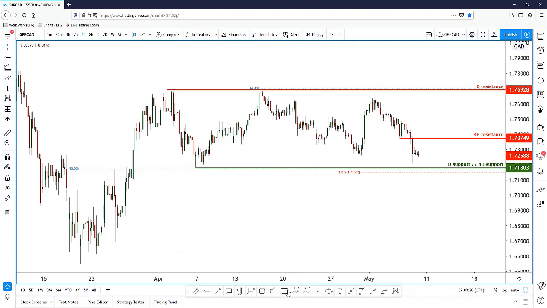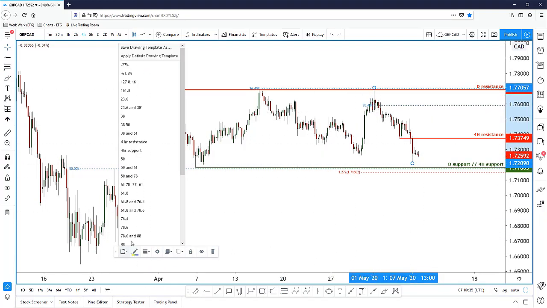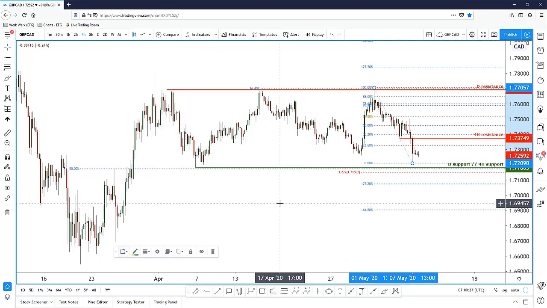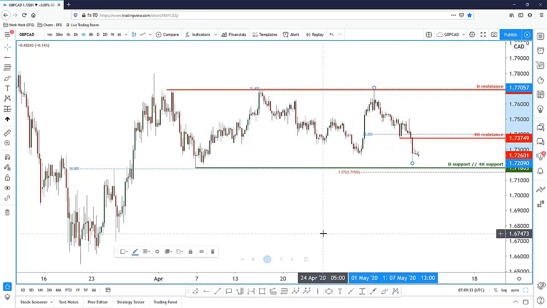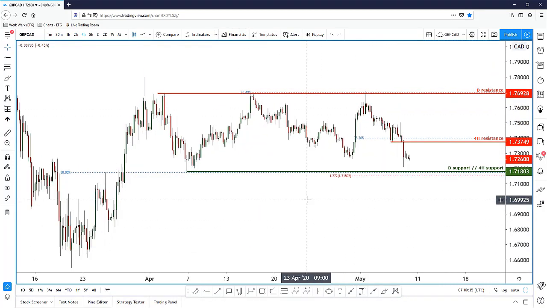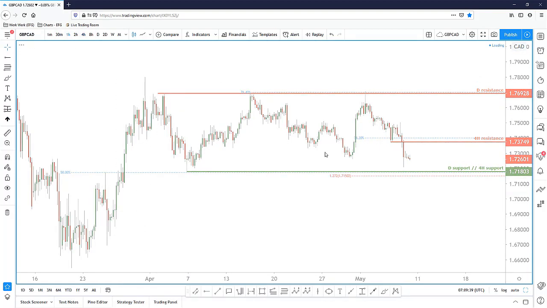All right, and let's take a Fibonacci retracement from swing high all the way to the low here. Open up all Fibonacci ratios. And we see that this 4-hour resistance falls in line with the 38.2 retracement level. So now that we have all these levels in place, let's go down to the 1 hour to fine tune our trading idea.